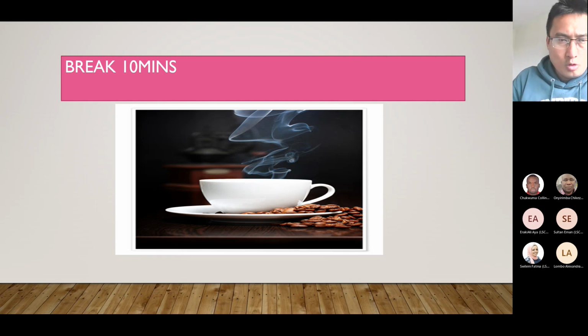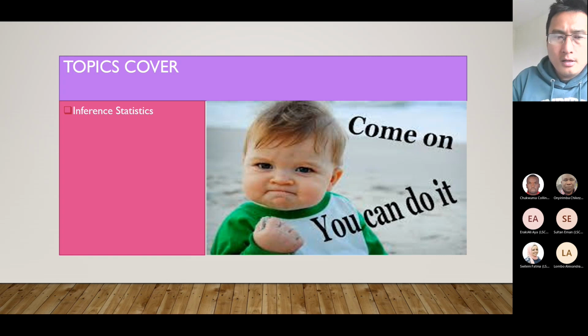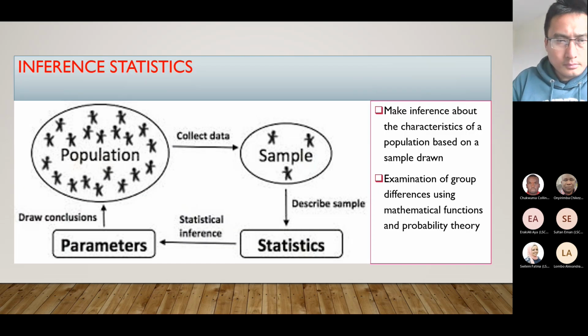So let us go to the next topic. Now, this is the big chunk, inference statistics. This is the one which is the most confusing out of all of the critical appraisal. So in inference study, there's a big population. We collect the samples from inclusion and exclusion criteria. Then we define the sample, and based on that, the parametric, we analyze and do everything, and we make the conclusion. So this is the basic gist of inference statistics.